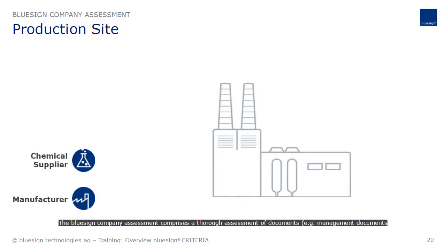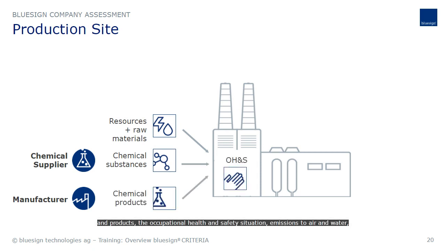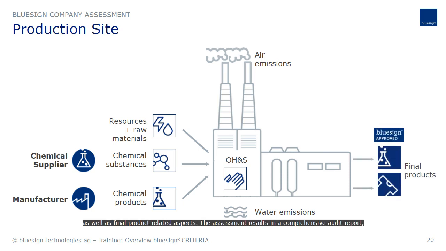The Bluesign company assessment comprises a thorough assessment of documents. For example, management documents and measuring reports, as well as a thorough on-site assessment of the production site in scope by experienced Bluesign experts. The assessment covers resources and raw materials, chemical substances and products, the occupational health and safety situation, emissions to air and water, as well as final product-related aspects. The assessment results in a comprehensive audit report, which includes a chemical assessment report, company rating and a roadmap for continual improvement.